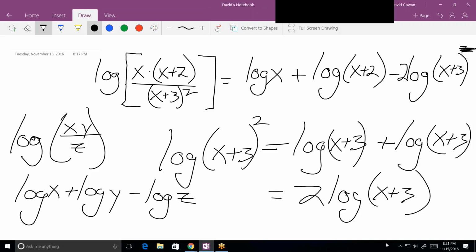And that's kind of what we have, only instead of x, y, and z, we have x, x plus 2, and (x plus 3) squared. It's probably best to do these steps one at a time. In other words, you'll notice the first step, I left the 2 as an exponent, and then in a completely separate step, I bring the 2 and stick it in front of the log. But you have to go all the way to that step to fully expand it.